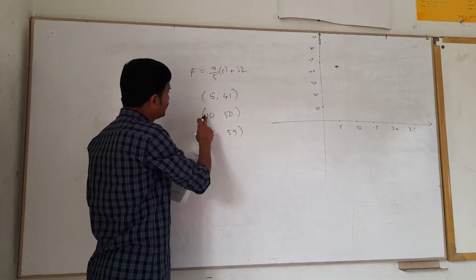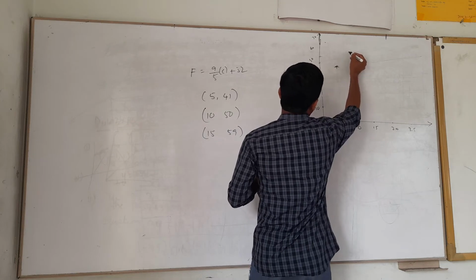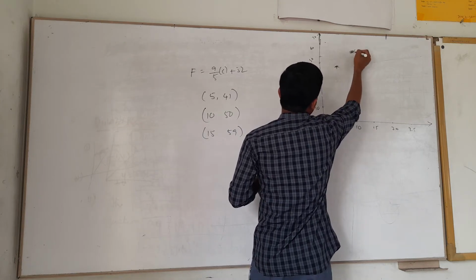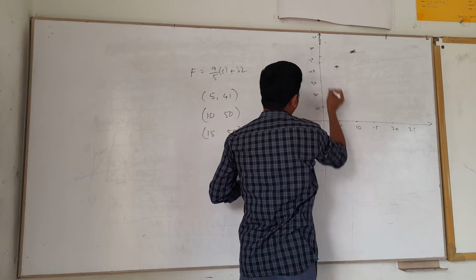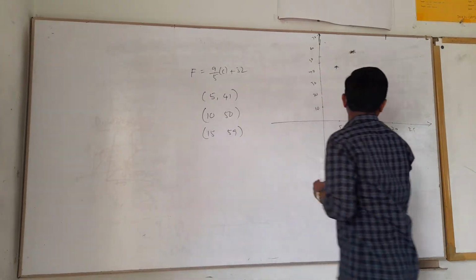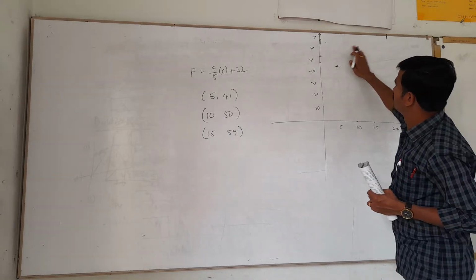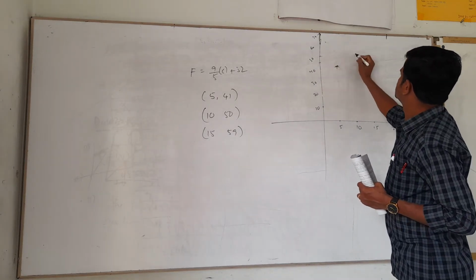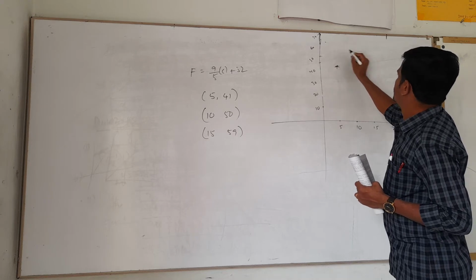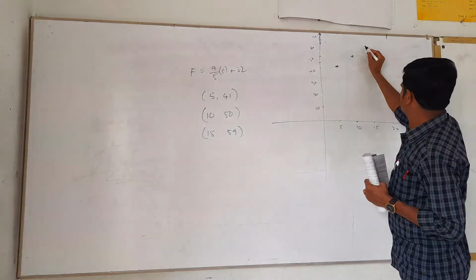What is the next point? 10 and 50. This is 10 and this is 50. Something like that. Okay? And 15 and 59. So this is 50 now. 50 means this is 10. 59 means here it will be, somewhat here.